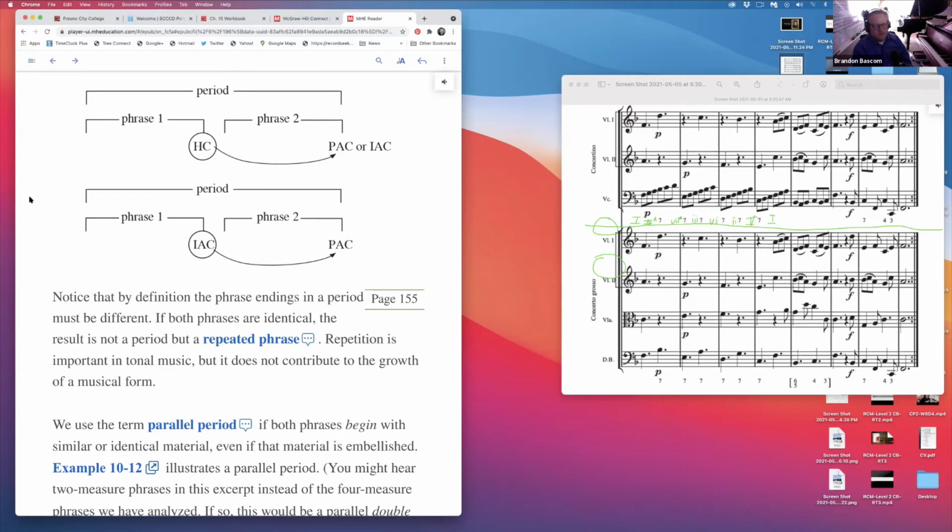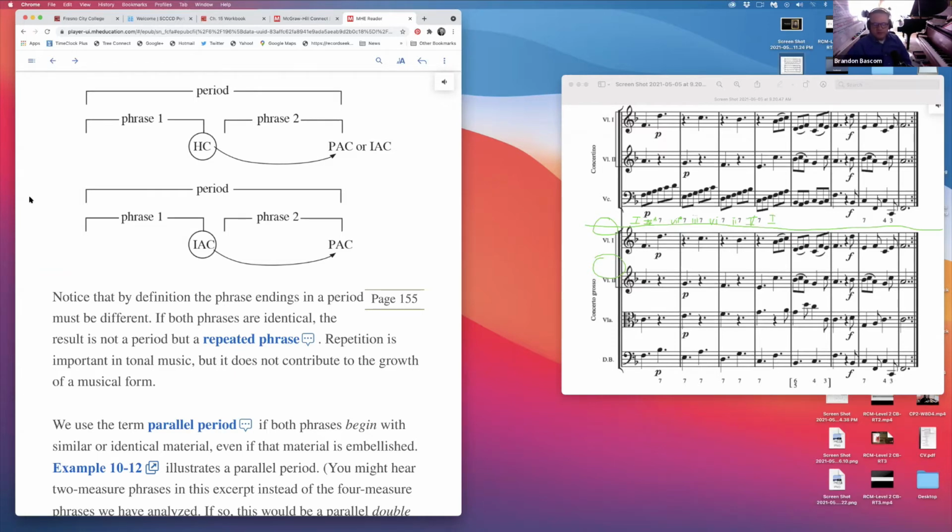They cannot be the same cadence. If they are, it is not a period but a repeated phrase. Are we okay so far with that? You're making a face at me.